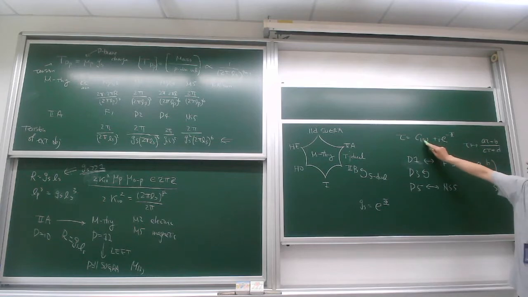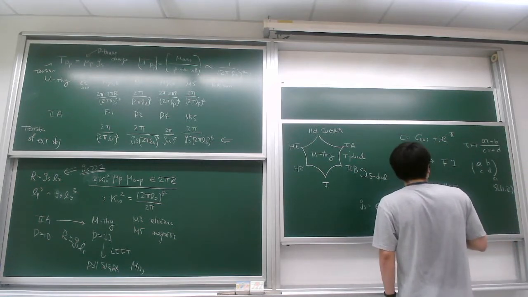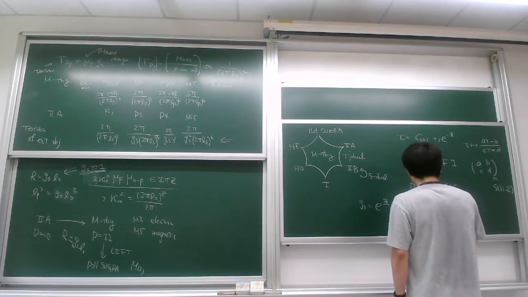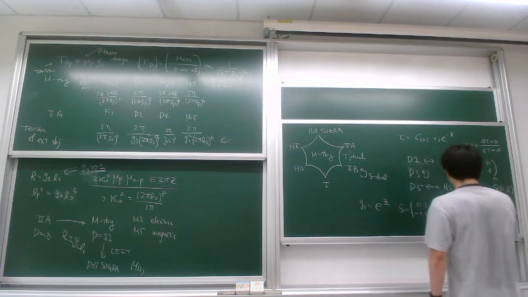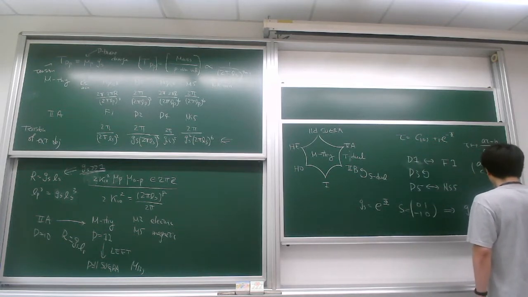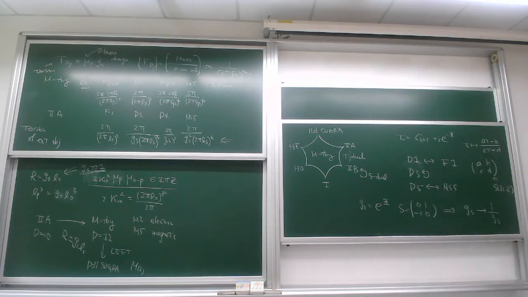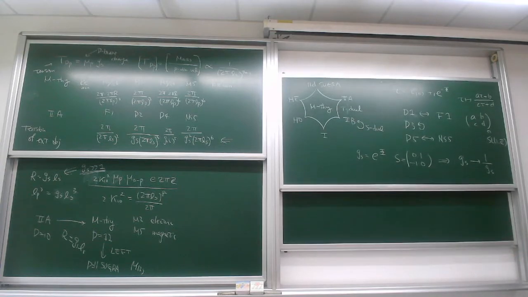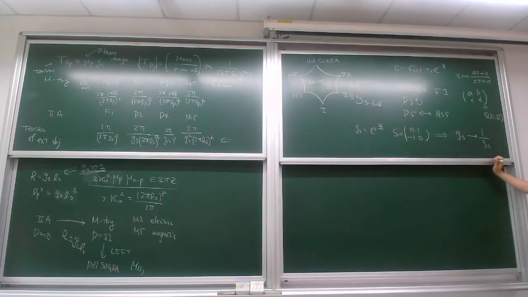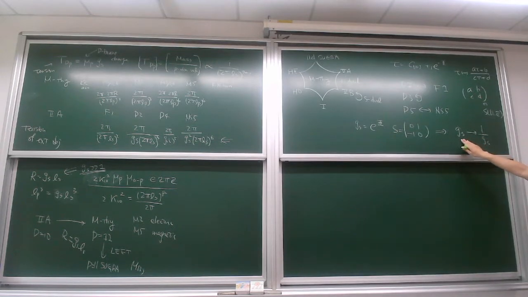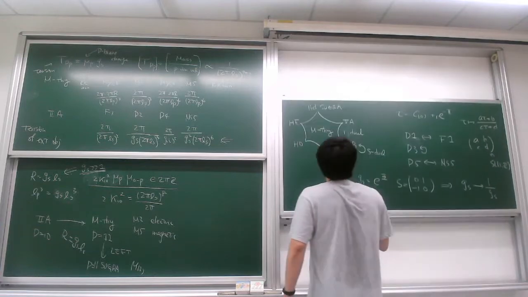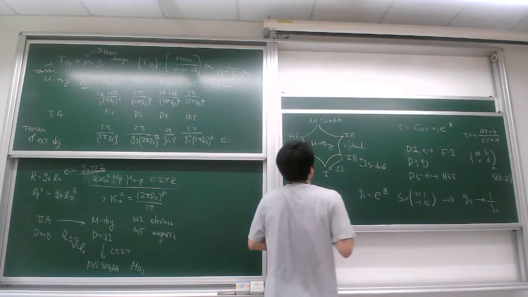Once you set C0 equal to 0, the S-duality element (0, -1; 1, 0) brings g_s to 1 over g_s. Therefore, S-duality is a strong-weak duality: a weakly coupled theory is equivalent to a strongly coupled theory in type 2B. And we already know this is the orientifold projection.